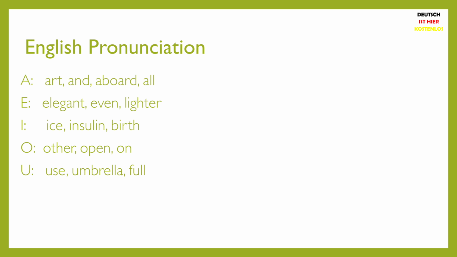Similarly, for E, I, O, and U, the E can be used as in elegant, as in even, or also as in lighter. The I can be used as in ice, as in insulin, and as in birth. O can sound like as in other, as in open, and as in on. And U can be used as in use, or as in umbrella, or as in full. Fortunately, there is no such hassle in German.